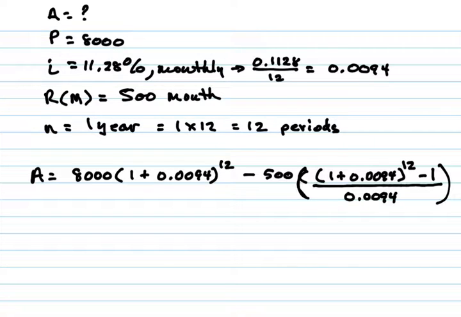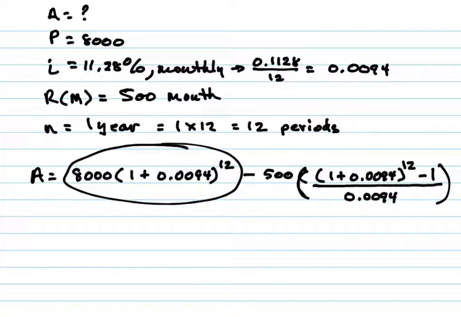Make sense? All right. Now, your calculator can do this bit, right? And we've done this 1,000 times. First, you do what's inside, so just add those together. Then you raise it to the 12th power, and then you multiply it by 8,000.